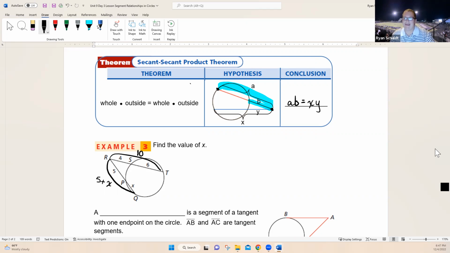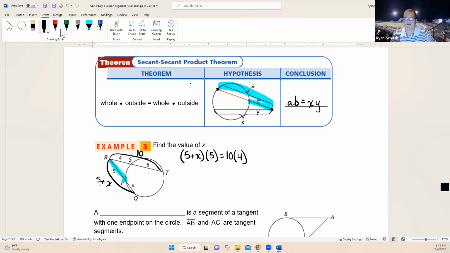So now when we find X, we do the whole. So I'm going to do the one with the X in it, the whole. 5 plus X times the outside. The outside of that one is just 5. So 5 plus x times 5 equals the whole of the other. 10 times just the outside, 4. So 5 plus x times 5 equals 10 times 4.